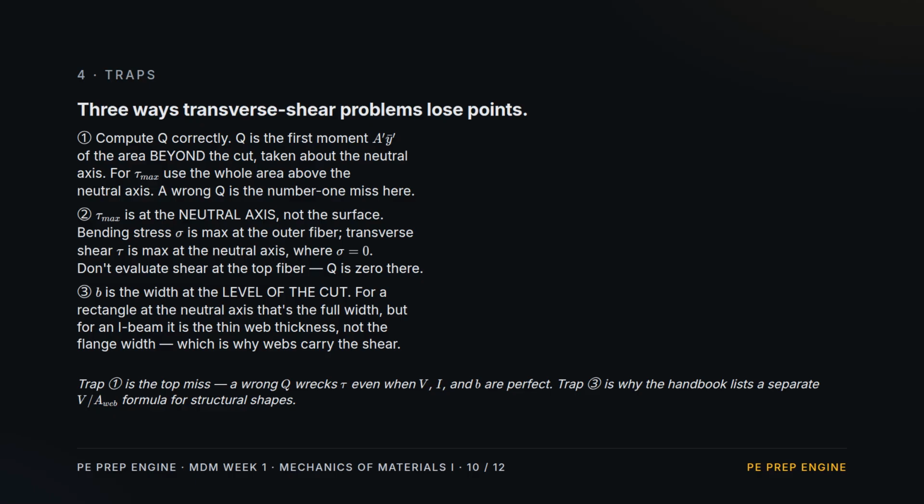2. The peak is at the neutral axis, not the surface. Bending stress maxes at the outer fiber, transverse shear maxes at the neutral axis, where the bending stress is 0. So never evaluate shear at the top fiber, where Q is 0. 3. The width B is the width at the level of the cut. Full width for a rectangle, but the thin web thickness for an I-beam, which is exactly why webs carry the shear.